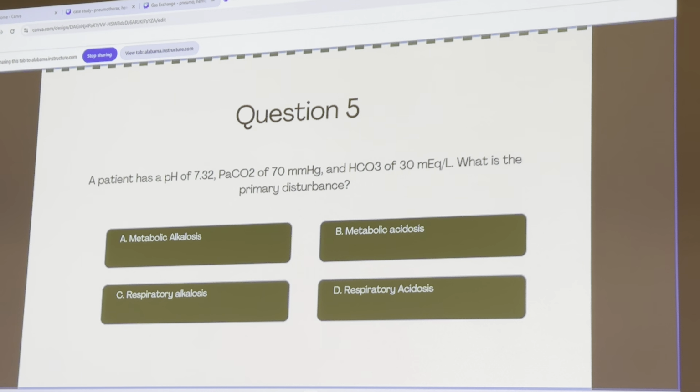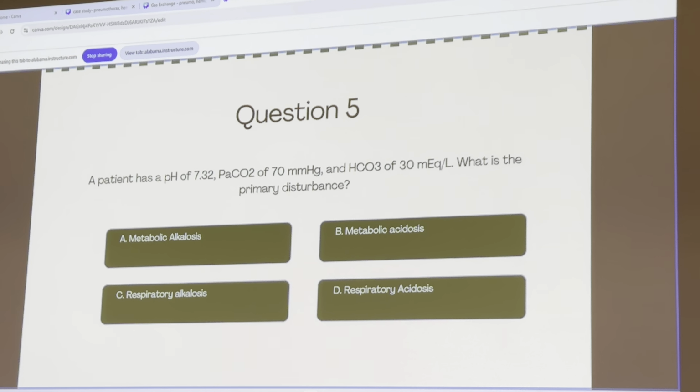So pH is 7.3, too low or too high? Too low, right? CO2 is 70, too high, all right? Respiratory acidosis. Well, let's work it up too. Bicarb of 30. Is that too high or too low? Too high. So we can have partially compensated respiratory acidosis because my pH is not back within normal range. Okay? But if I don't ask for compensation, don't click anything about compensation. All my answer choices don't have anything about compensation, so don't worry about it. All right?